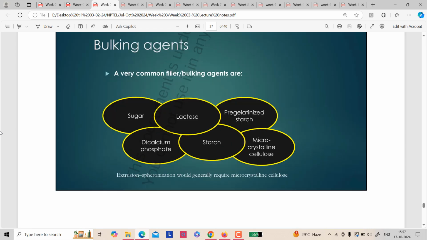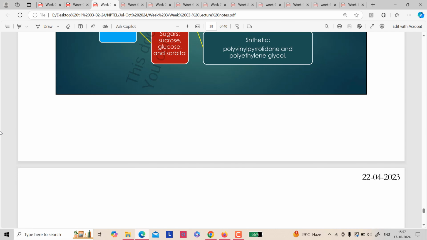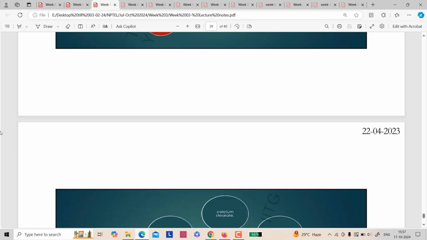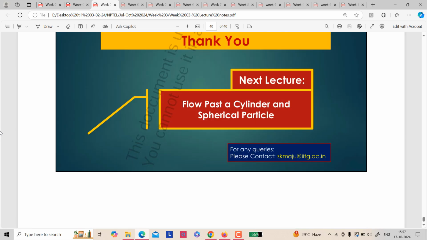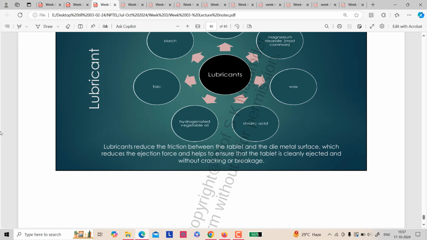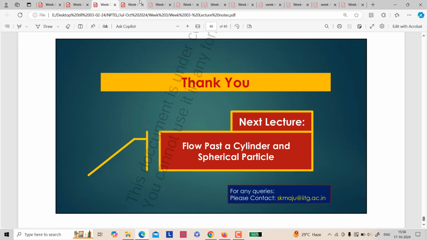These are the bulking agents. Then these are the functional additives we have just read, and these are the binders, right? So different types of materials are there to enlarge the particles and to reduce the friction between the tablet and the die wall surface. So this is the third week lecture.